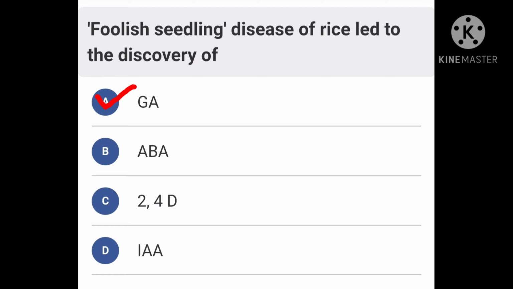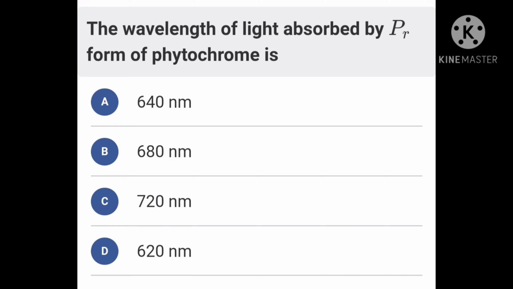Okay, let's see our next question. The wavelength of light absorbed by Pr form of phytochrome is option A 640 nanometer, option B 680 nanometer, option C 720 nanometer, option D 620 nanometer. Light acts as a signal to initiate and regulate photoperiodism and photomorphogenesis. There are two light sensing systems involved in these responses, the blue light sensitive system and the red light sensitive system or phytochrome system. The action spectrum of the light needed for Pr responses is about 680 nanometer. So the correct answer is B.